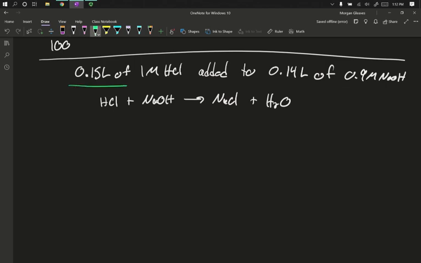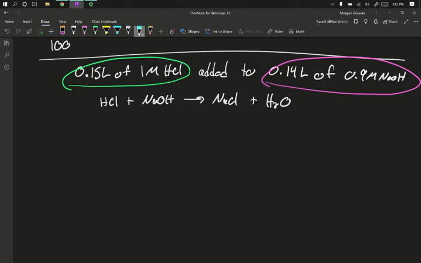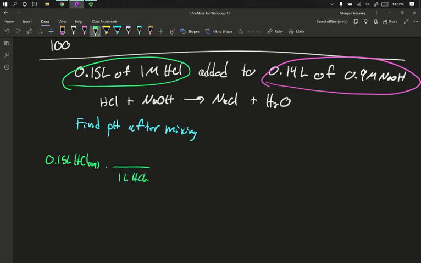I have two amounts of starting materials, which means one of these is going to be limiting. And so we can use that info to figure out how much product we have or how much leftover starting material we have. In this case, let's find the pH after mixing. Well, we have 0.15 liters of HCl solution. For every 1 liter of the HCl solution, there's 1 mole of HCl. So that would be 0.15 mole of HCl to start with.